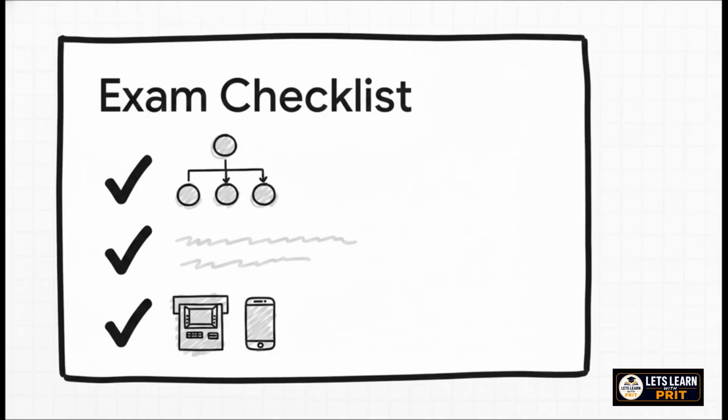So, keep this exam checklist in mind. Your answer must have these three things. Number 1, that accurate diagram we just talked about. Number 2, explain each state in just 1 or 2 simple lines. Don't blindly memorize jargon, write it in your own simple words. And number 3, this is the magic trick, use a real-life example.